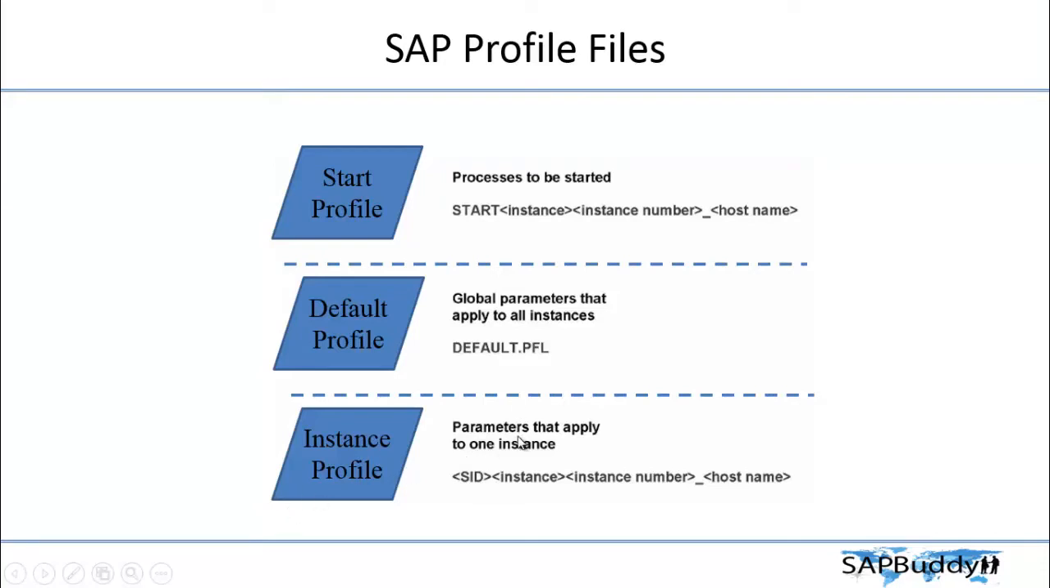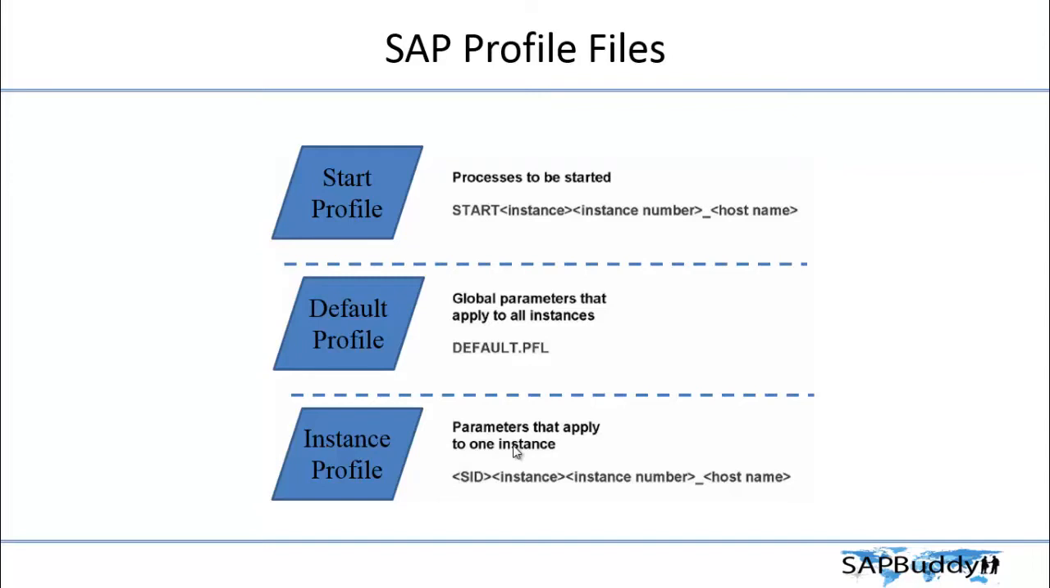Then we have the instance profile. The instance profile is specific to one instance. For example, the work processes defined for each instance may vary depending on the hardware size. One instance can have 10 dialog work processes and 5 background work processes, or another instance can have 20 dialog work processes. There could be no background work processes.